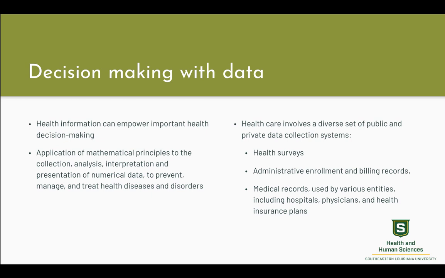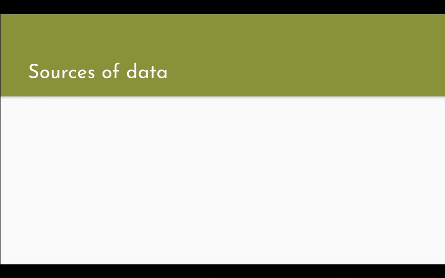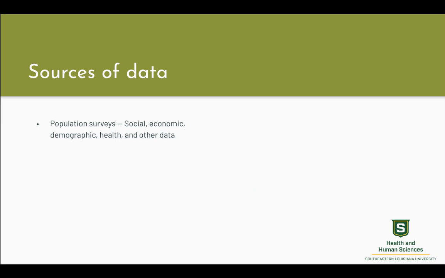In order to make that information public, you have to de-identify it before they can make it public. So what are our sources of data? You can get data from population surveys. An example of a population survey would be the County Health Rankings.